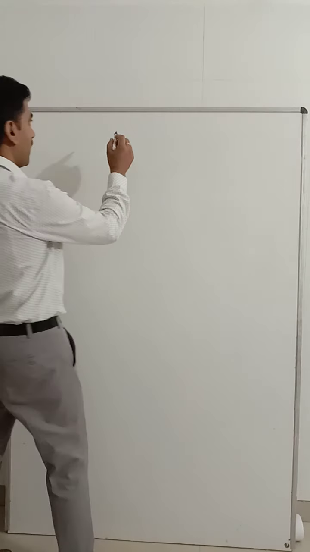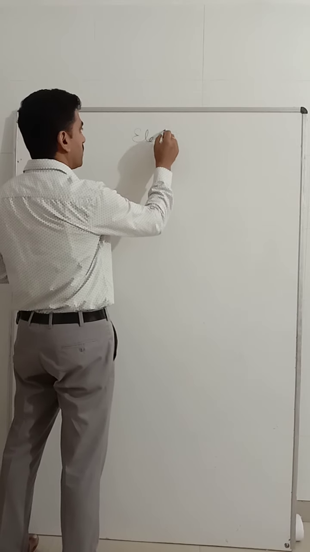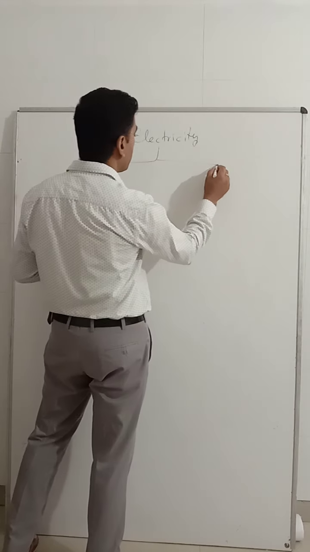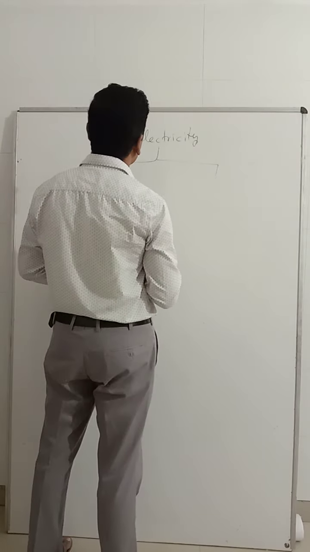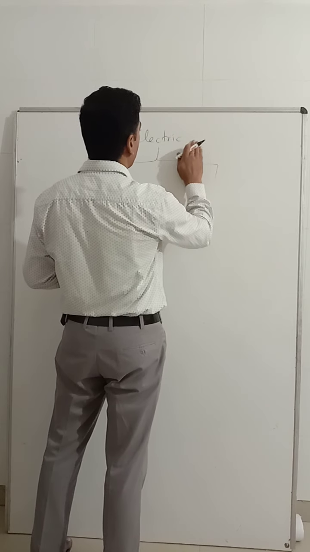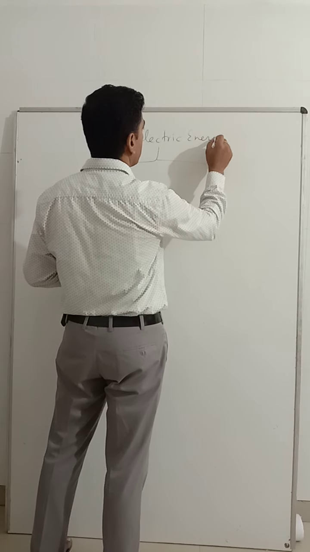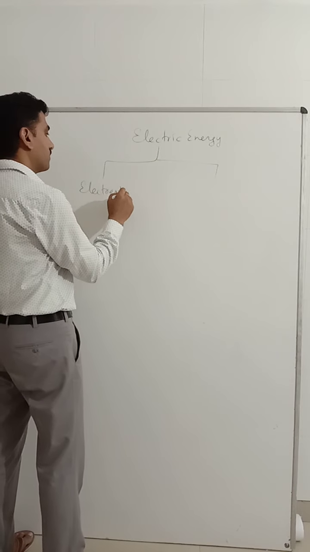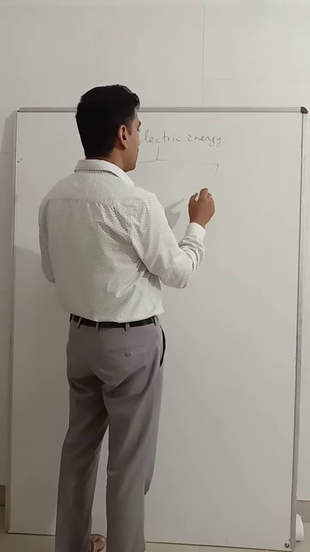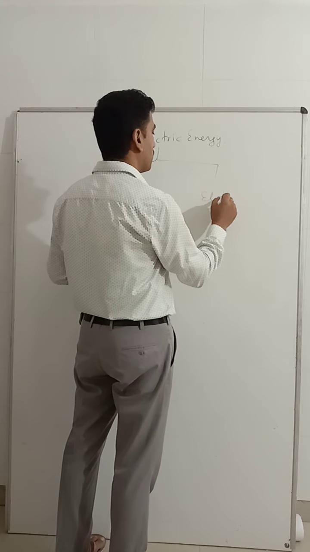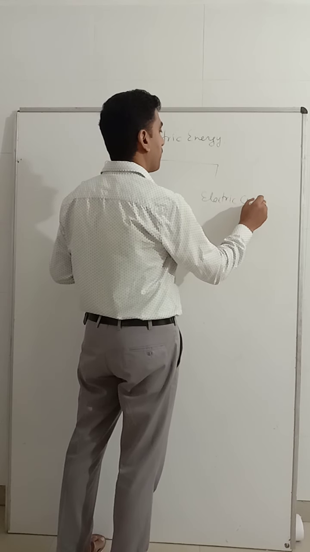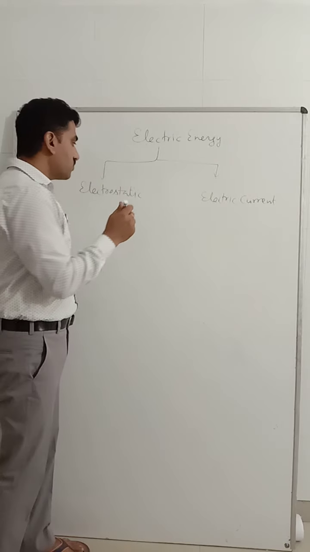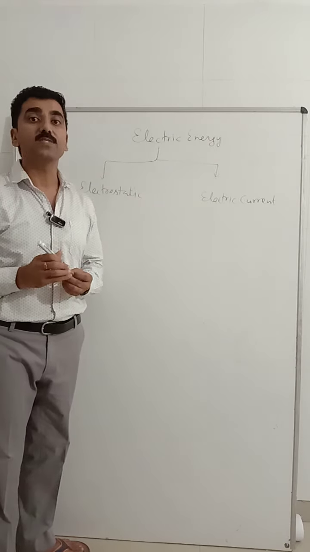So today I am going to discuss with you electricity. Electric energy, basically, is of two types. One is electrostatic and another is electric current. So what is electrostatic and what is electric current? What is the difference between the two?